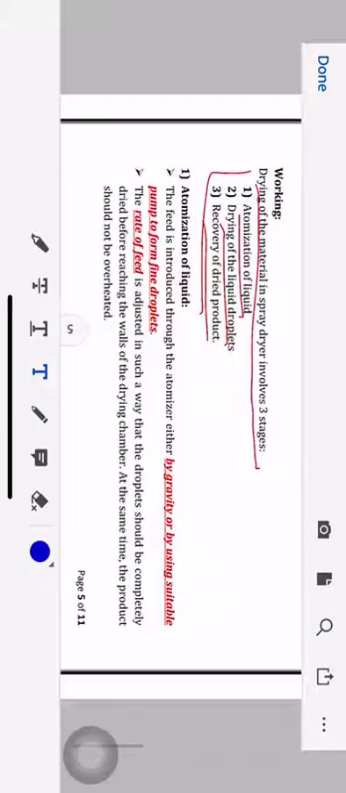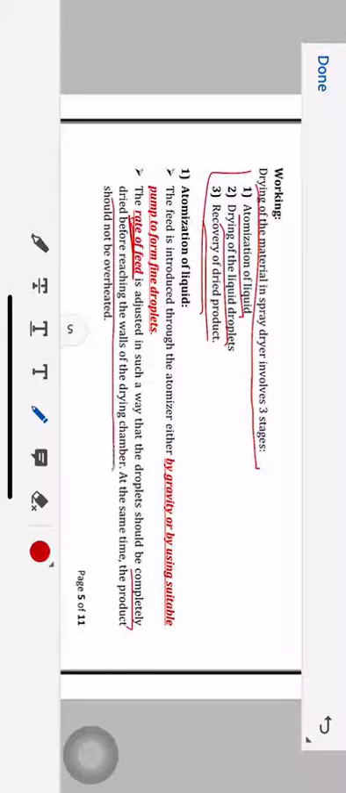I'm not going into construction, which I have already explained. For the writing purpose, you have to divide working into three parts. Drying of material in spray dryer involves three stages. First is atomization of liquid, second is drying of the liquid droplets, and third is recovery of the dry product. In atomization of liquid, the important part is rate of feed. You have to control the rate of feed in such a way that the product is completely dried before reaching the walls of the drying chamber. At the same time, the product should not be overheated.